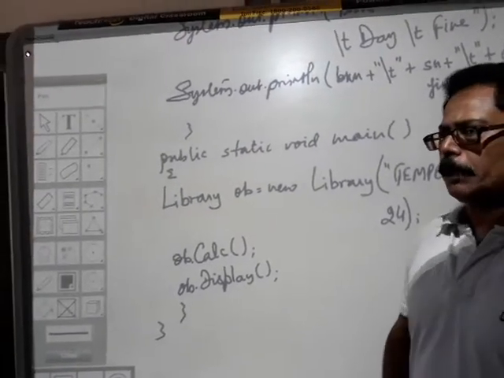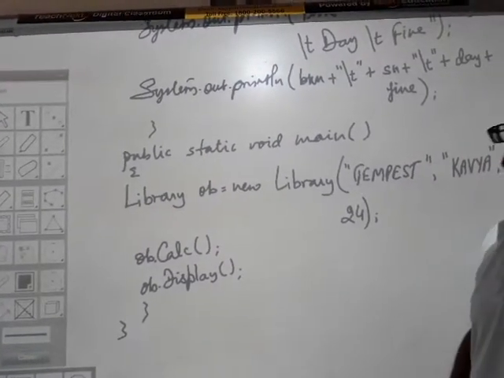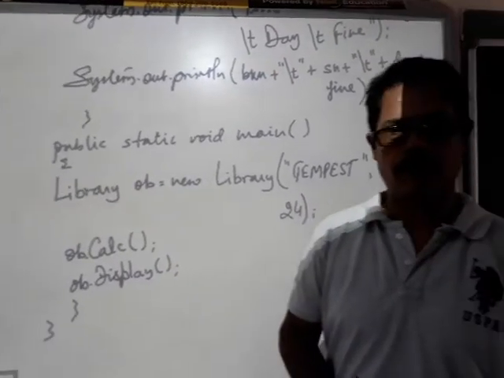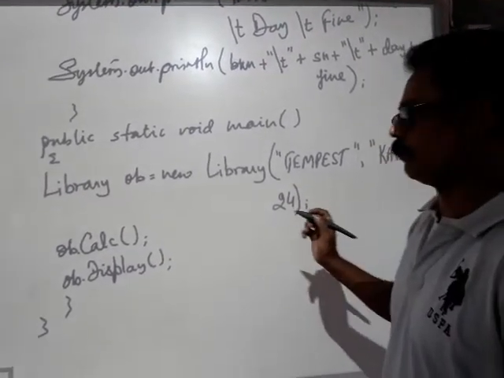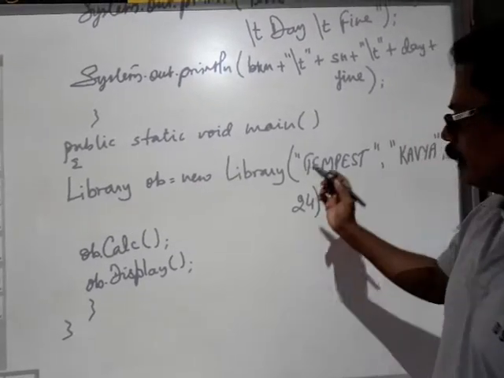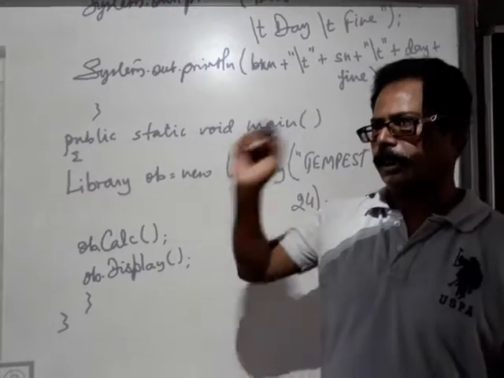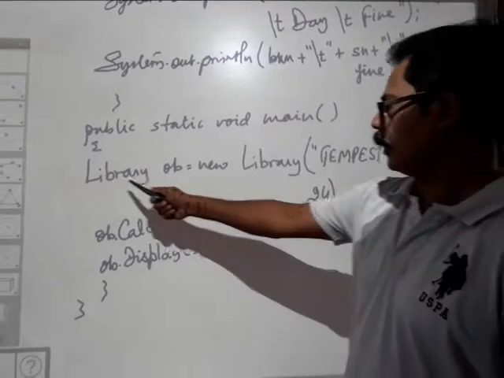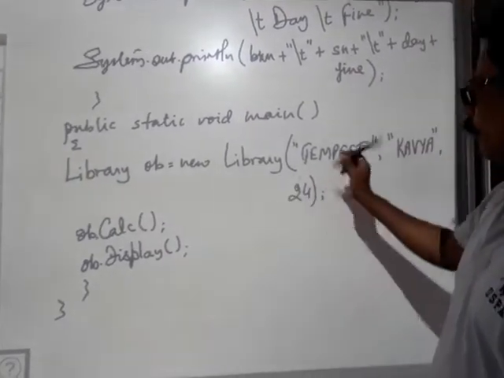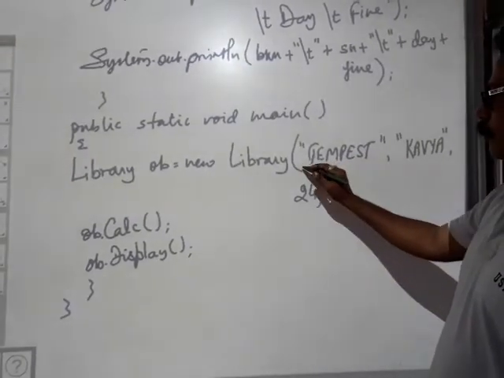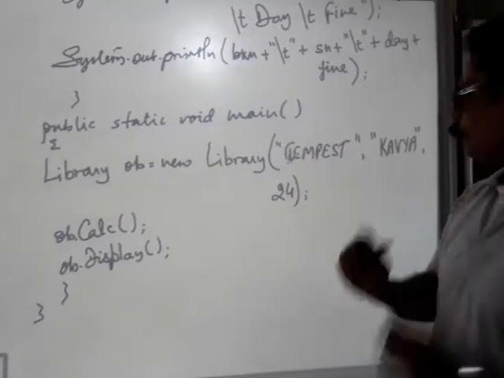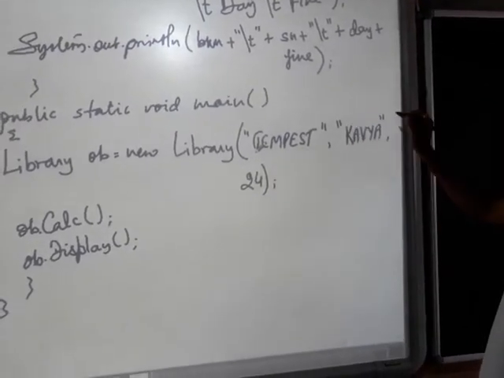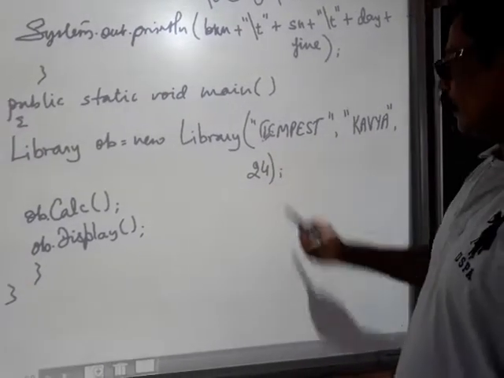In earlier cases, what happened? We did not pass the values from here, from the constructor itself, while we were creating the object. But here, since there is a parameterized constructor, it has to be called implicitly, and that is here: library ob equals new library, and within the brackets you have first your book name. So Tempest I have written within double quotes. Then you have the student name. I have written Kavya within double quotes because these are string values. Then we have the number of days, I have written 24.